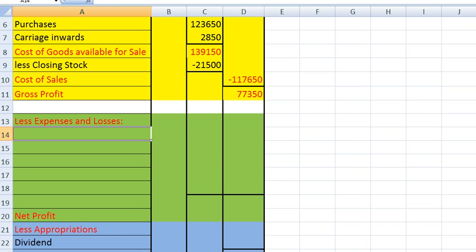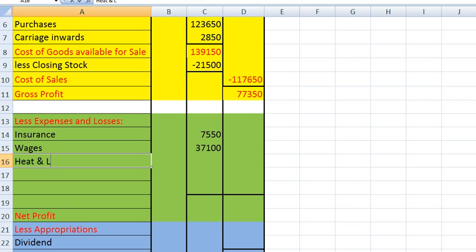So the first one I see is insurance, and I'm going to bring it out to the second column here. So 7,550. The next one is wages, which is 371,000. The next one is heat and light, which is 6,800.